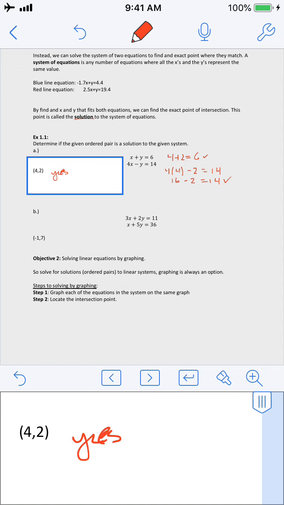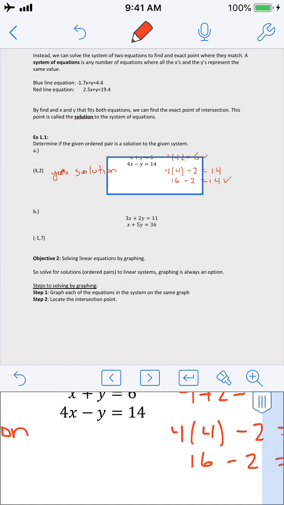So yes, solution. Now, we're going to talk about this a little bit more, but in 99% of all cases, there's only one solution. There's only one common point when it comes to a linear system. That's because there's only one intersection. You try to cross two straight lines, you're only going to get one dot, right?